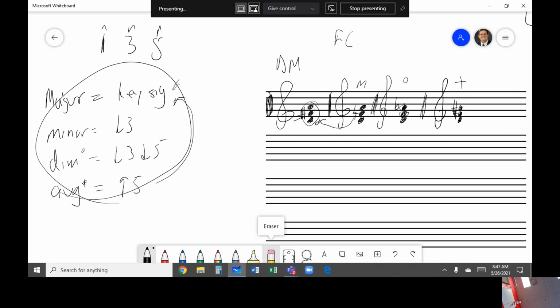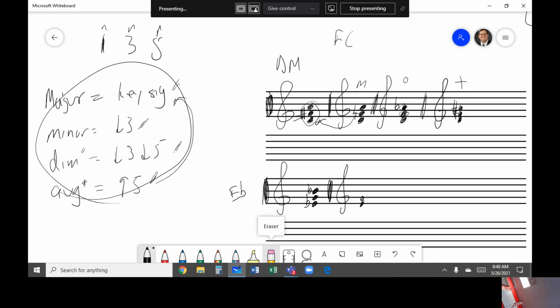The major is just the key signature. The minor, you lower the third. Diminished, you lower the third and the fifth. And the augmented, you raise the fifth. For each one, I would just start with the major key signature. Let's do all forms of E flat, okay? Figure out your key signature for E flat major, please. There's your major.